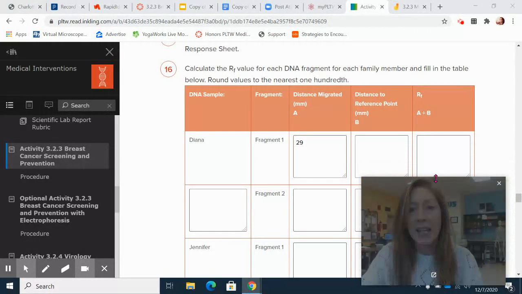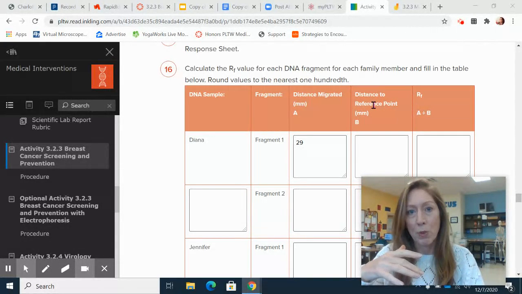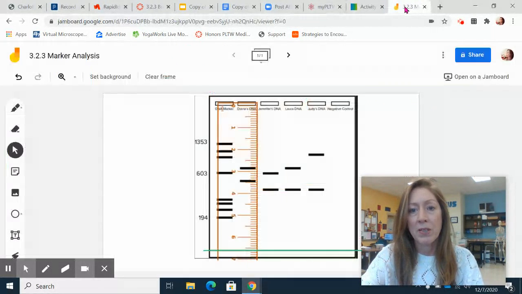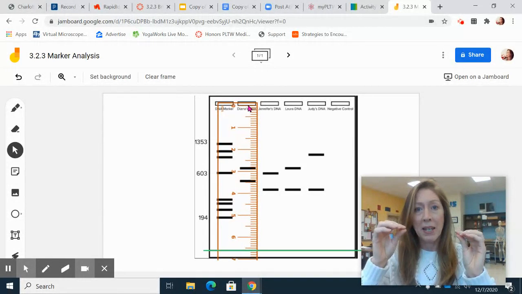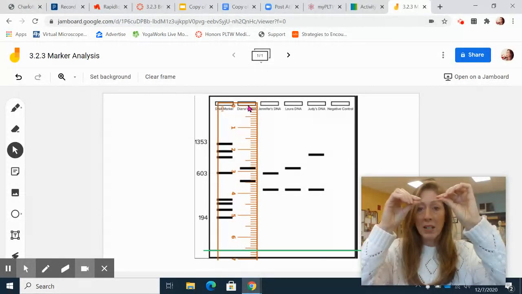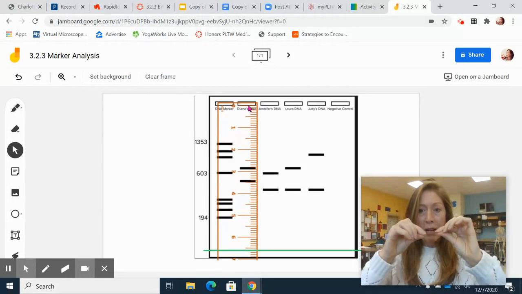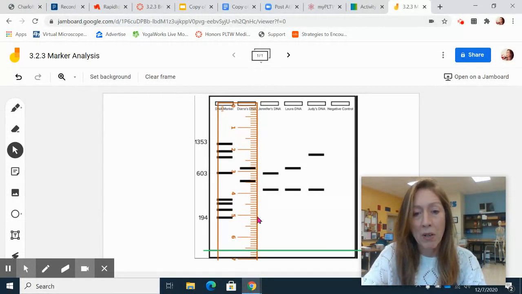Now the second thing I want to know is the distance from the well where the DNA started down to the reference point, that green line. I'm going to leave the ruler where it is. The 0 mark is already lined up with the bottom of Diana's well, and again, that's where the DNA started. When we turned on the power, all the fragments started moving through the gel towards the green line. The green line's our reference point.